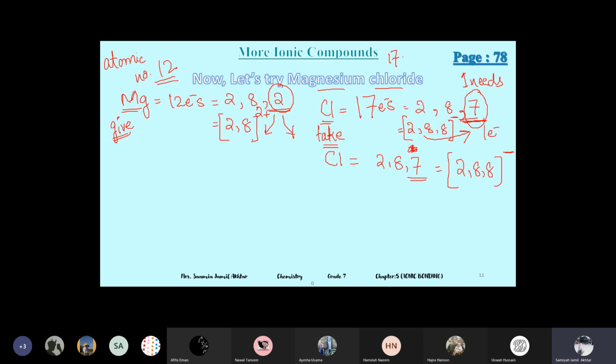Now we will draw the diagram. This is the rough work that you will do so that you can guess how many electrons the atom will give and how many electrons the other atom will take. Yes, you can write it in rough work.